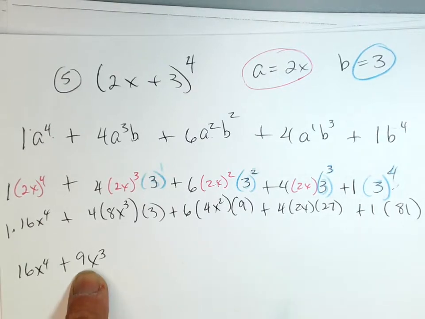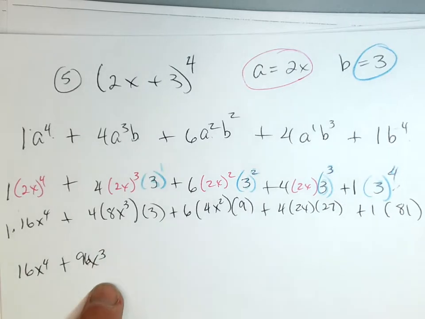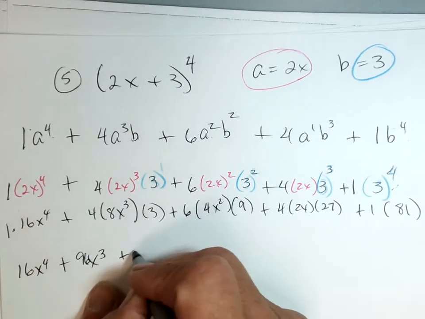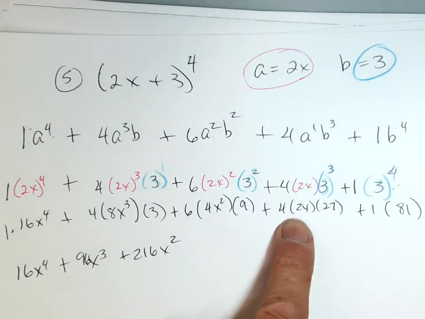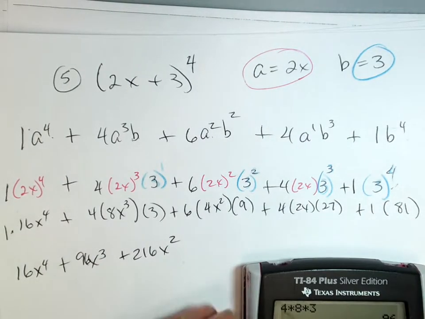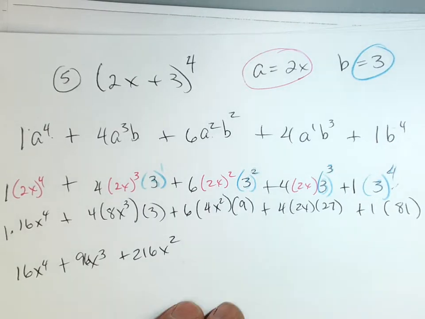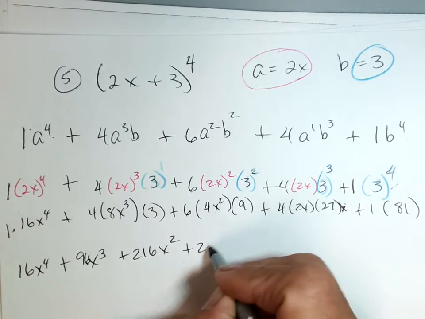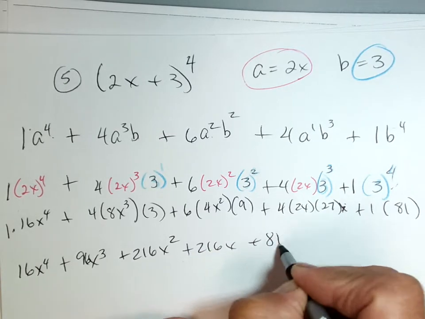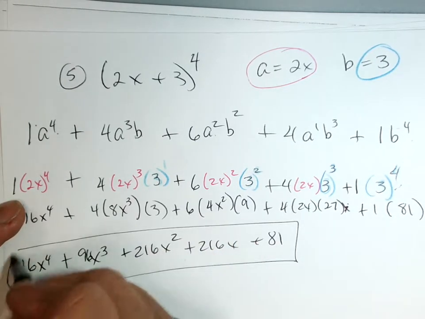Where? Oh yeah, 96. Thank you. Plus 216x squared. And then I'm going to go 4 times 2 is 8. I'm going to go 4 times 2 times 27, 216x, plus 216x plus 81. Okay, and there is the answer.